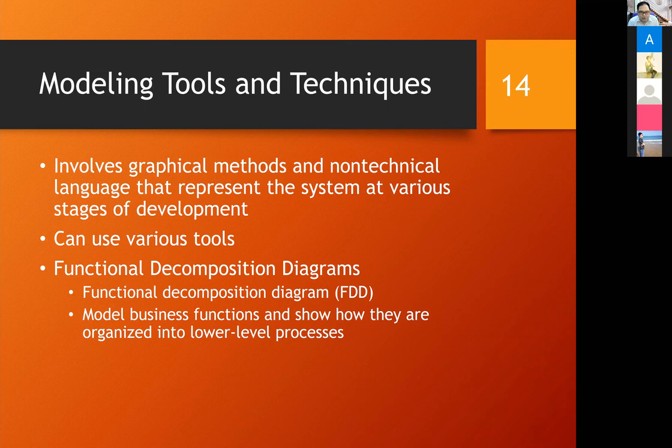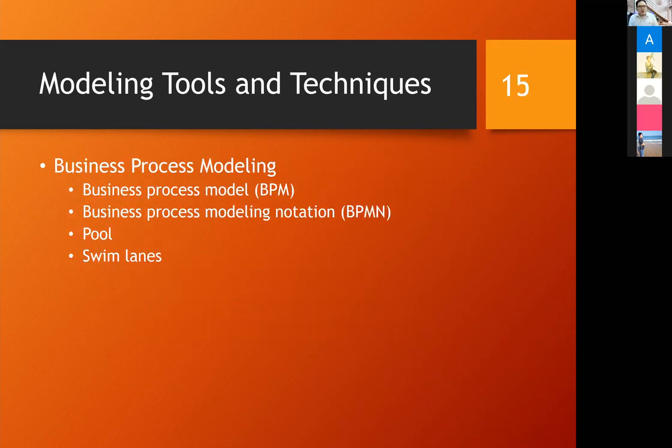First, we may use FDD, or functional decomposition diagrams. I'll show you an example later on. FDD models the business functions and also shows how they are organized into lower-level processes. Apart from that, we also have business process modeling.